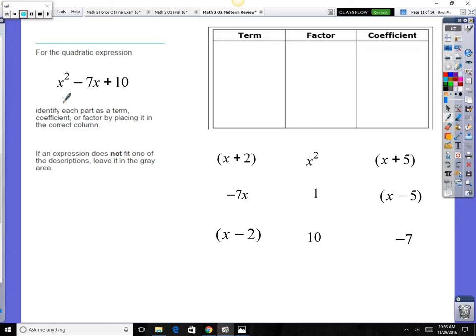Okay, this one, you've got a quadratic, x squared minus 7x plus 10. There are terms, there are factors, there are coefficients. Terms are pretty easy. There are 3 terms. X squared is a term, so kill that. The terms are the pieces. So you've got a quadratic term, and a linear term, negative 7x to the 1, negative 7x, that's a term. And then you've got a constant. 10 is a term. 10 is just how many ones you've got. So you've got 10 ones. So those are the terms.